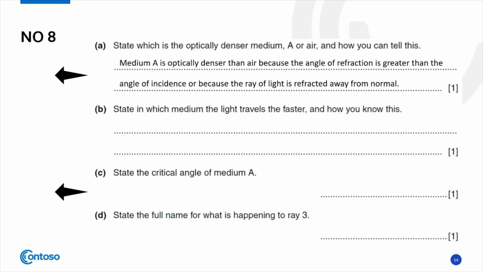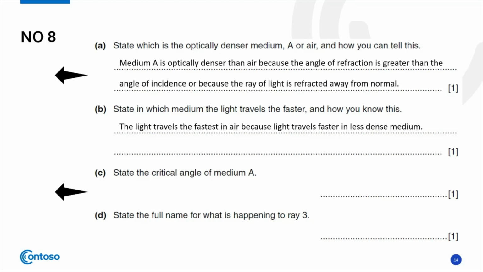Question 8b. State in which medium the light travels the fastest and how you know this. As we have discussed before, the light comes from a denser medium to a less dense medium. So, the answer to question 8b is: the light travels the fastest in air because light travels faster in a less dense medium.